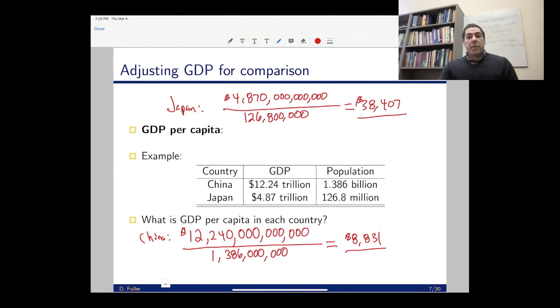So GDP per capita is the very intuitive way to compare output per person, which is one measure of standard of living across countries. Once I take account for population, we see that Japan is much better off than China. So despite having lower total GDP, each person has more. Okay, so that is GDP per capita. That's our first sense of standard of living. In the next video, we will look at how we deal with the different currencies.